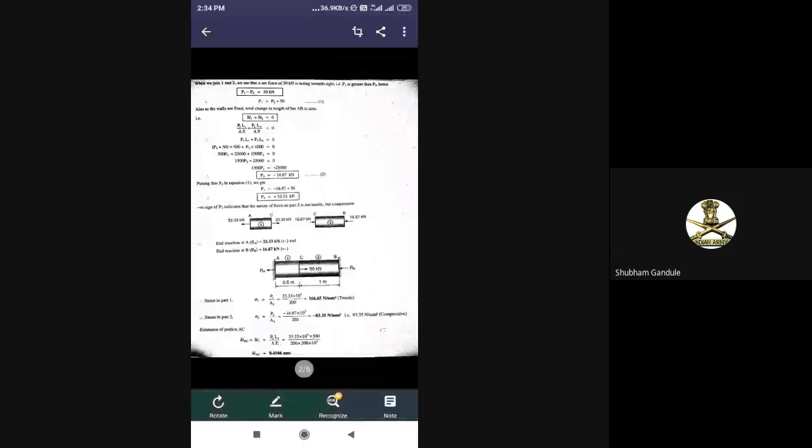Also, as the walls are fixed, total change in length of the bar AB is 0. Below that, write down delta L is equal to 0. Below that, write down delta L means what? It is the addition of delta L1 plus delta L2. So write down delta L1 plus delta L2 is equal to 0.